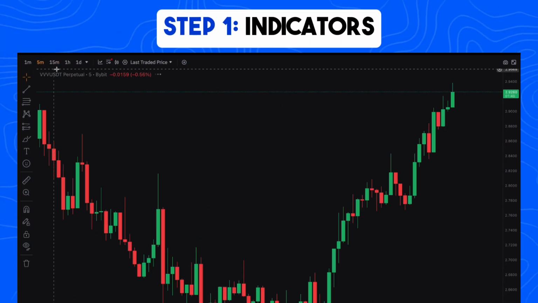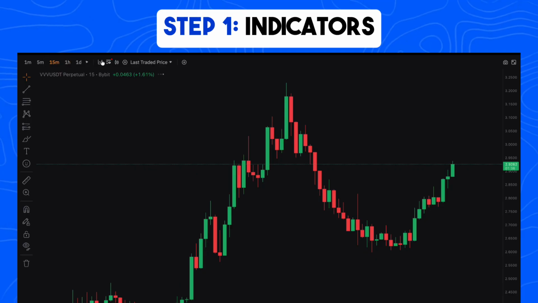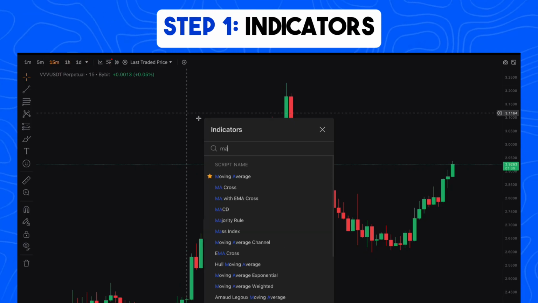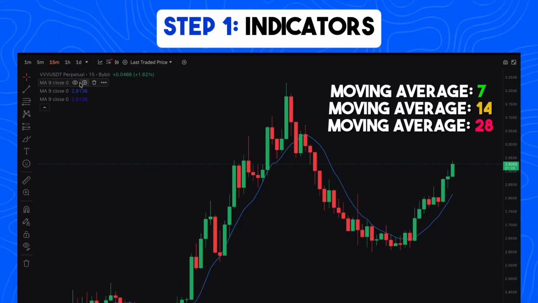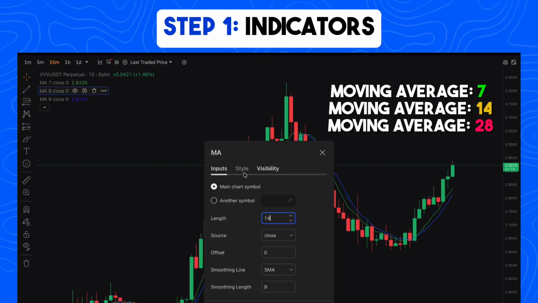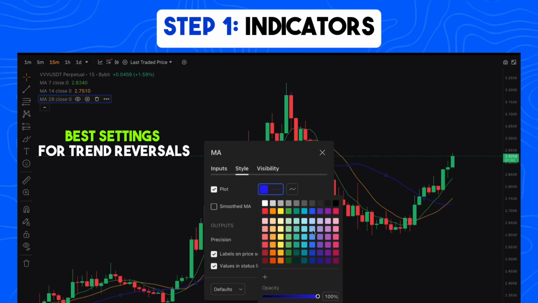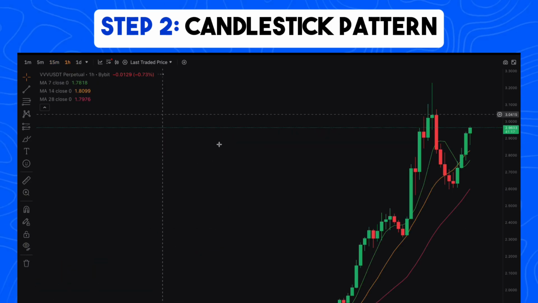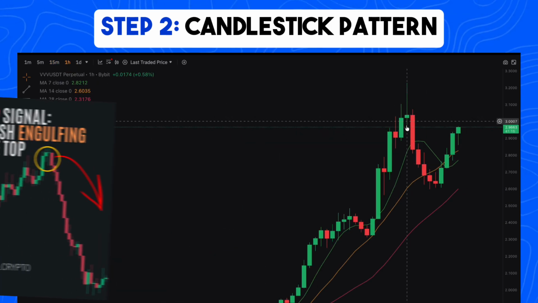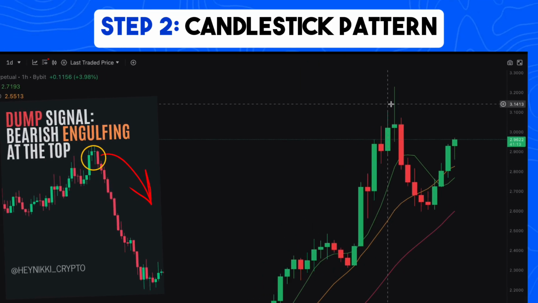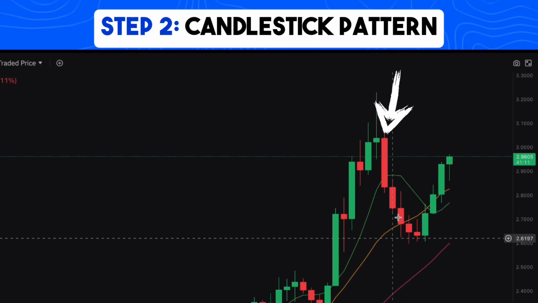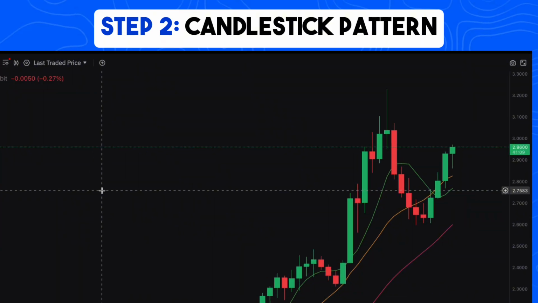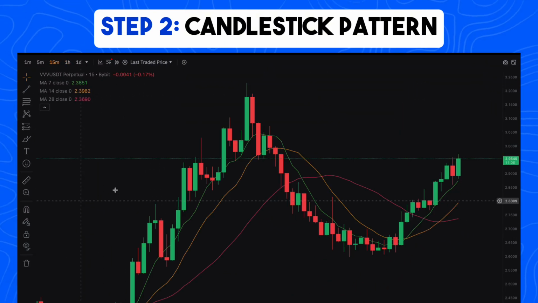Step 1. Indicators. Switch to the 15-minute time frame and add 3 moving averages: MA7, MA14, MA28. I tested many settings and for trend reversals this performed the best. Step 2. Candlestick pattern. Now switch to the 1-hour time frame. Look for a bearish engulfing pattern. A big green candle fully engulfed by a larger red candle. This shows that buyers are exhausted and a reversal is likely.